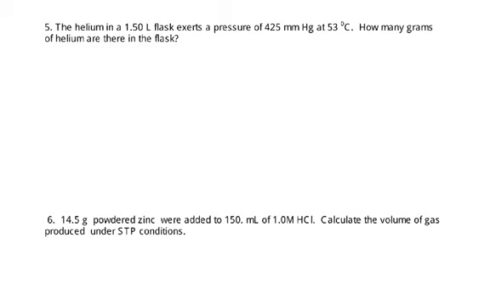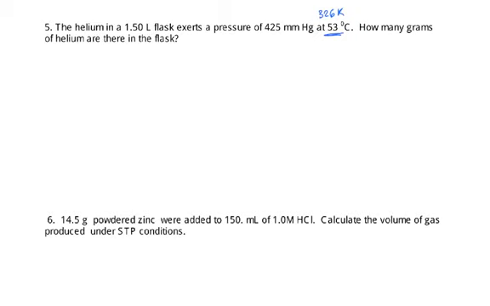Number 5 says the helium in a 1.50 liter flask exerts a pressure of 425 millimeters of mercury at 53 Celsius. Remember that whenever you see Celsius, even before you continue reading, you want to change it to Kelvin. So let's go ahead and do that. 53 Celsius, you add 273 to that, that's 326 Kelvin. So how many grams of helium are there in the flask?